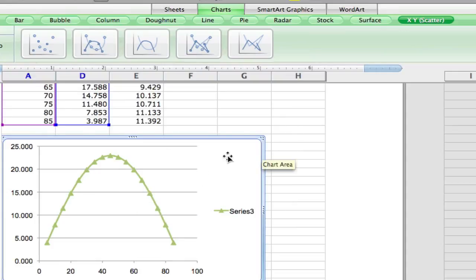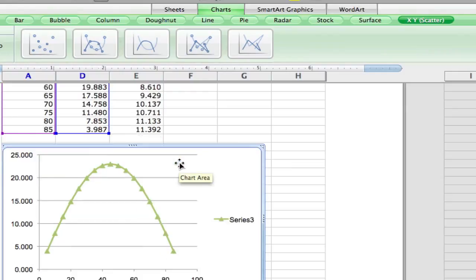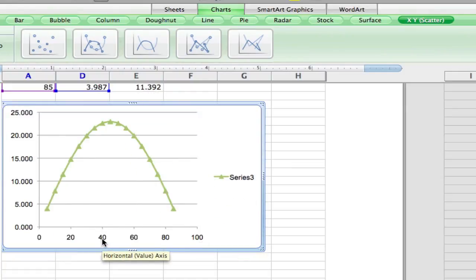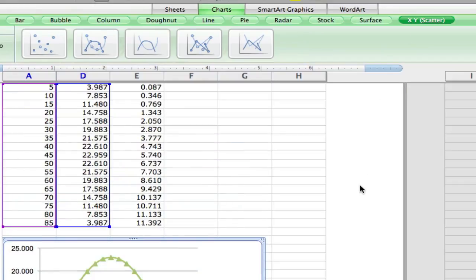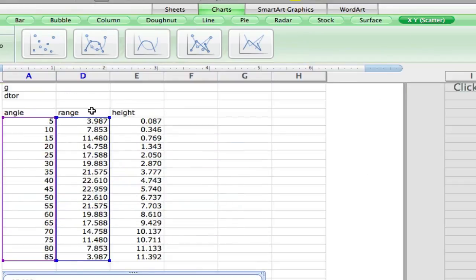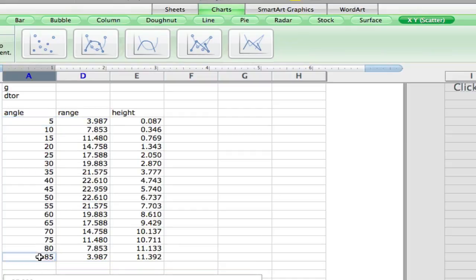So this is a plot of the range for various different angles. These are angles down here. And it looks like we get the same horizontal distances for two different angles in each case. So let's go back and look at our numbers. This is kind of interesting. When we do that, if you notice, here we get a range of 3.987 for 5 degrees and also for 85 degrees.